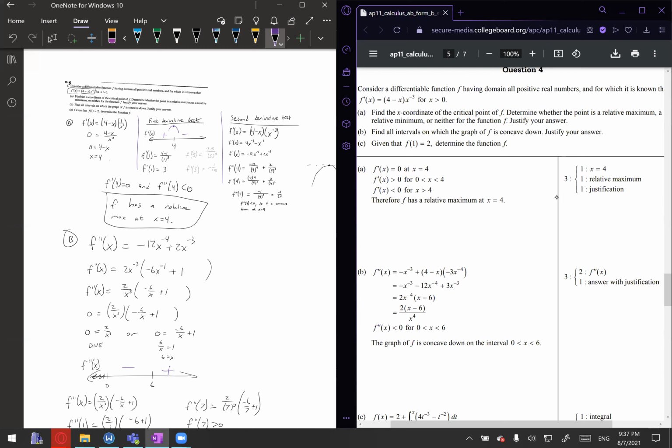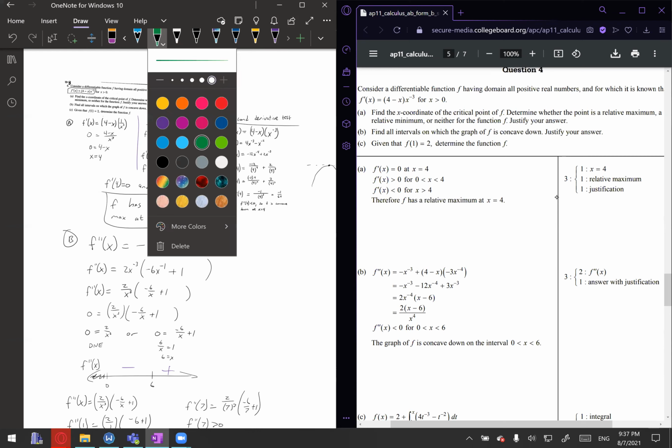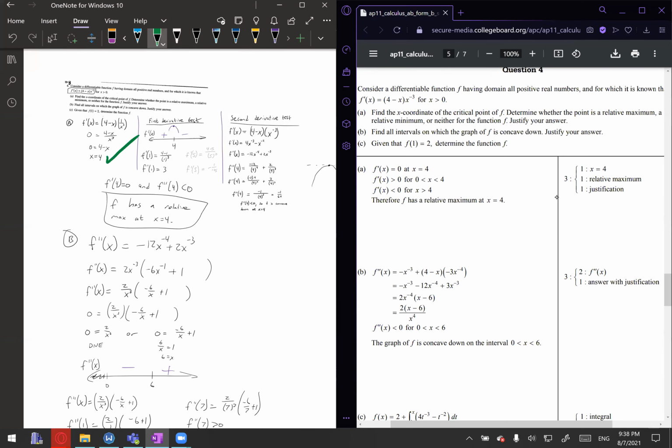Okay, so 1 point x equals 4. 1 point saying it's a relative maximum. 1 point for justification is this part.